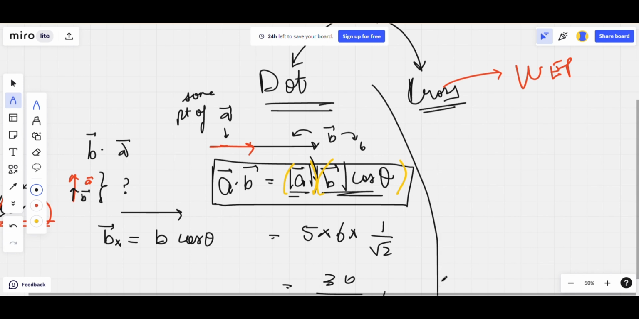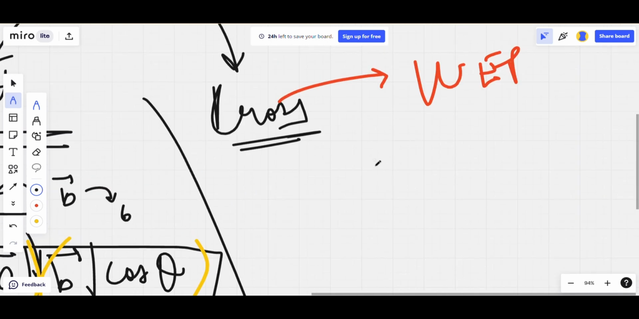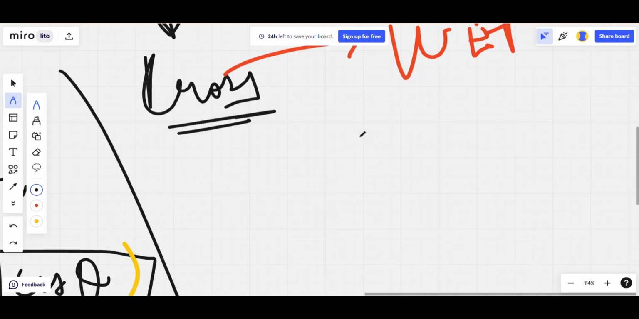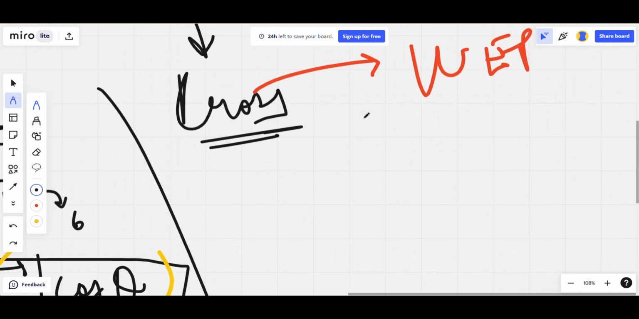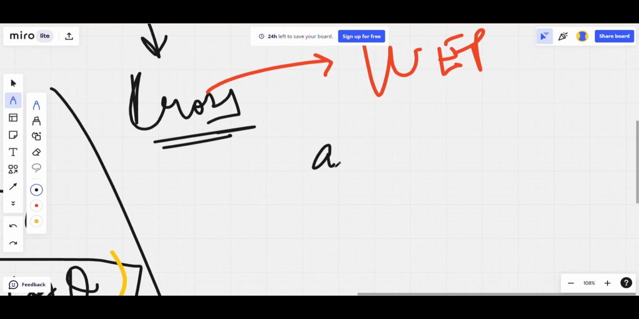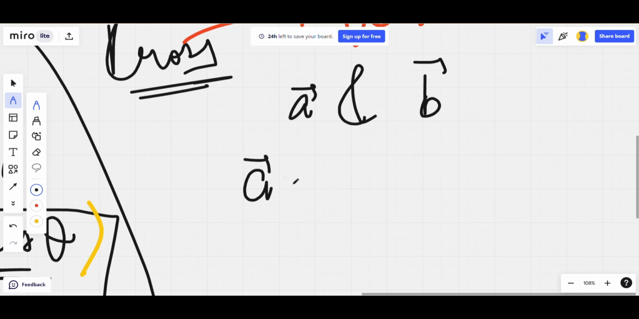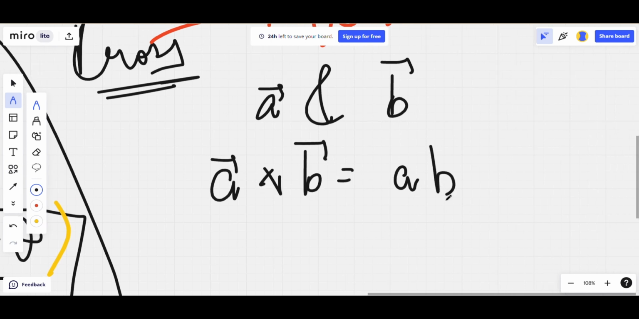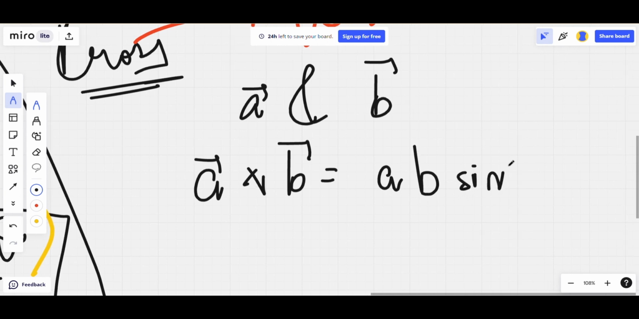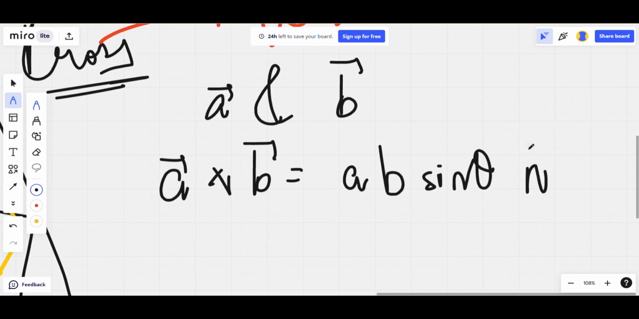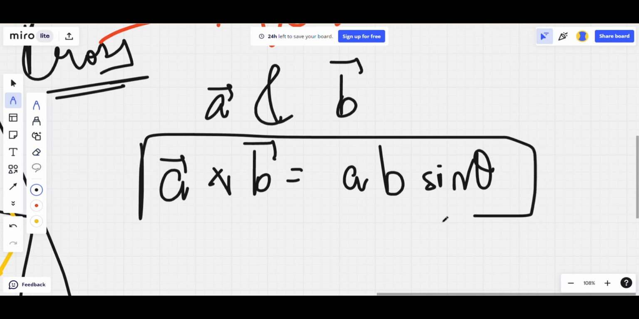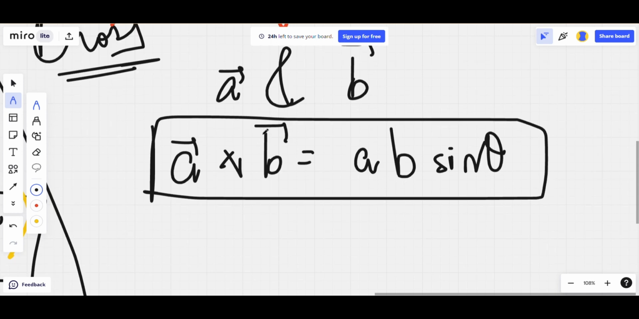Now we have cross product, which deals with the perpendicular parts of vectors. So what is a cross product between two vectors? Let's say we have two vectors a and b. The cross product of these two vectors will be defined by a cross b, which is nothing but the magnitude of a into the magnitude of b sine theta. In 12th you'll learn another formula which includes n cap, but right now we don't need it. This is the formula for cross product.